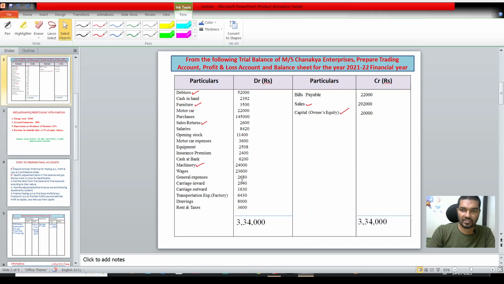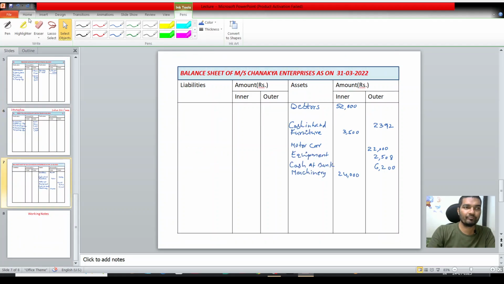So first we enter the capital. Capital is always a liability, so the capital amount we always have to show in the inner column. The amount of capital is 20,000 rupees. First we have to subtract drawings. If any drawings are given, we have to subtract them. The drawings amount given in the trial balance is 8,000 rupees, and we should show the amount in the inner column itself. This 12,000 is called net capital.